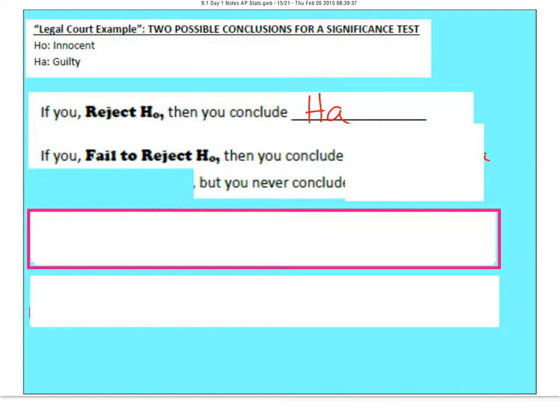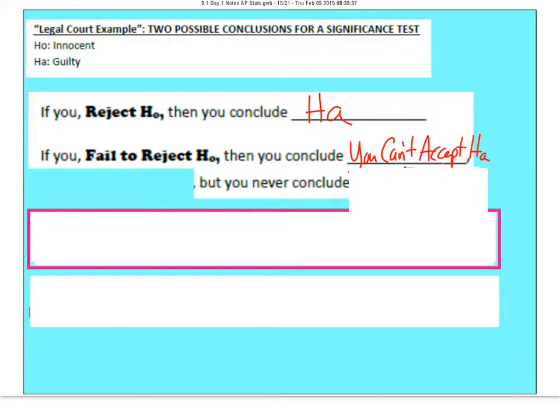Now, what if you fail to reject H sub O? What do you conclude? If you say, you know what, that p-value is not bad, I can't reject H sub O, I'm going to have to fail to reject H sub O. Here's where you have to be very, very careful. If you fail to reject H sub O, then you can't conclude H sub A. We're not going to come back and say, well, we failed to reject it, we conclude H sub A. Of course not. That doesn't make sense. But you also cannot, and be very careful with this, conclude H sub O is true.